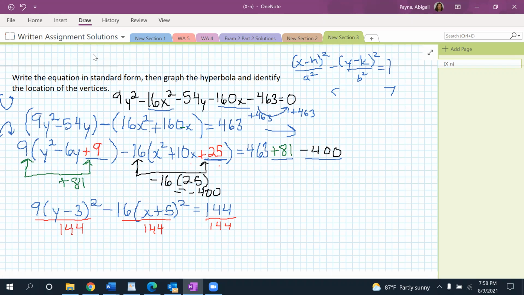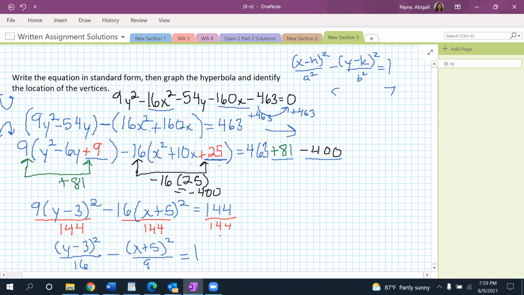Now we can reduce that. When you cancel the 9, that will leave 16 in the denominator here. If you divide the top and bottom by 9, you'll end up with y minus 3 squared over 16. Divide top and bottom here by 16, and you'll have x plus 5 squared over 9 equals 1. Okay, so there's the standard form for the hyperbola.